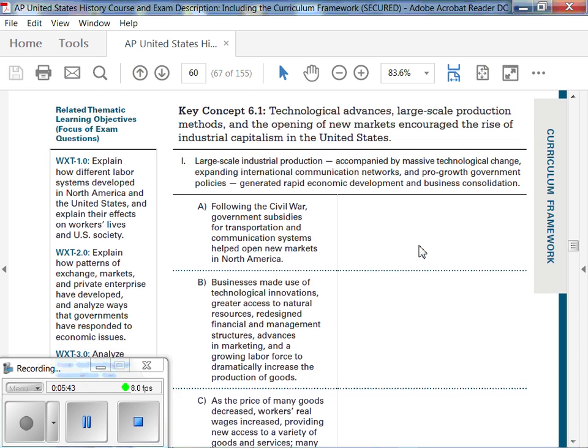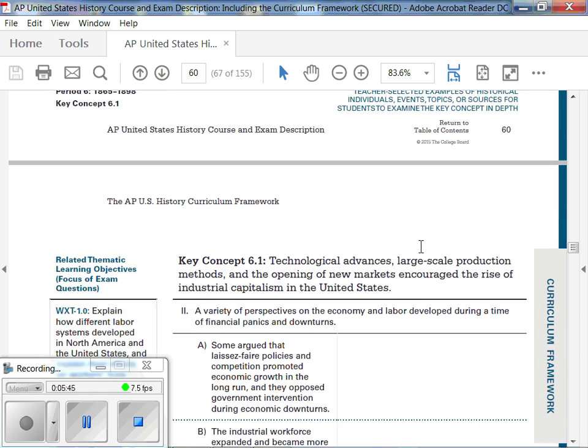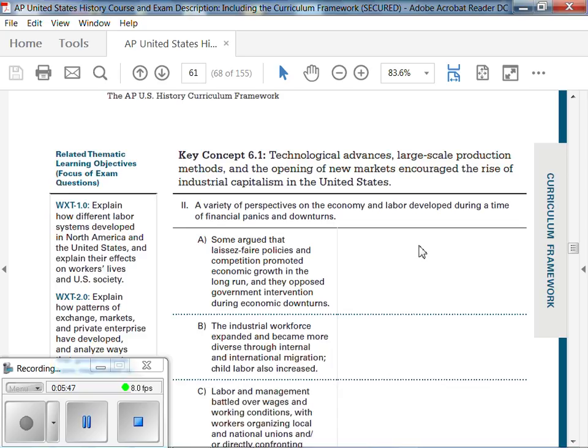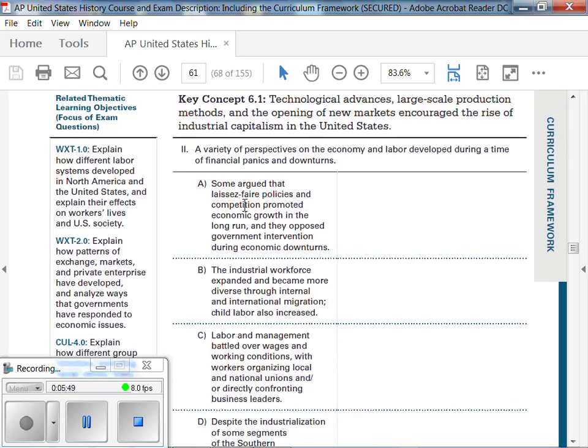So let's take a look at one more for examples, just so we can have a couple under our belts here. Okay. So how about this one? We're still in 6.1, so we're still talking about technology, right? And we're looking at A here on your very next page. Some argue that laissez-faire policies, and this would be something you'd want to make sure you know the definition of, and competition promoted economic growth in the long run, and they oppose government intervention during economic downturns.